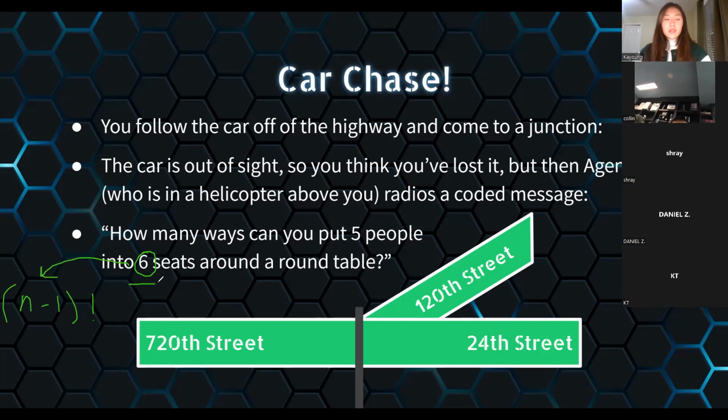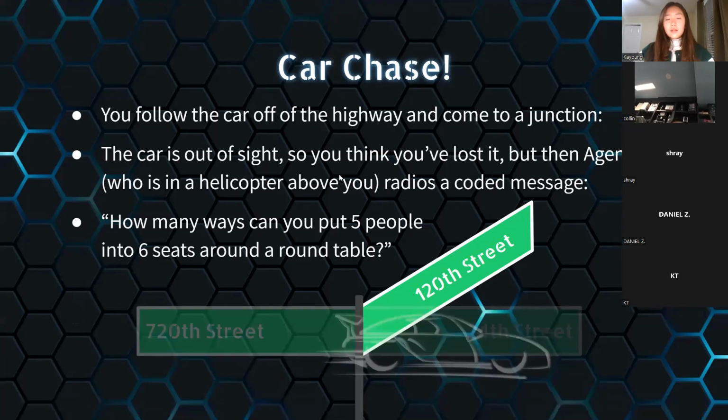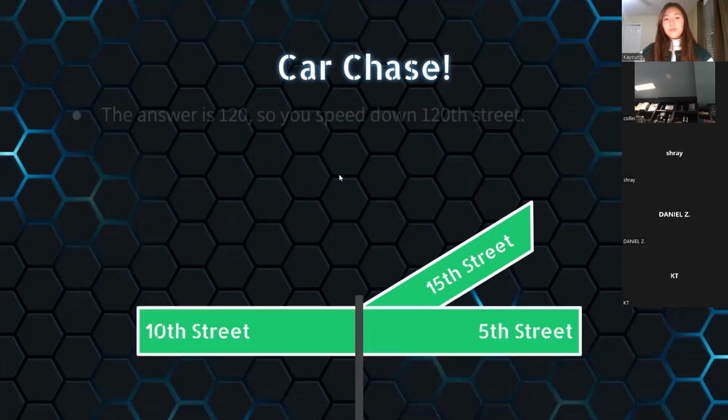It's 6 because you can think of the empty chair as being another person, like an invisible person. So there's 6 people, which is n. 6 minus 1 is 5. 5 factorial is 120. So vroom vroom, we're going this way. And then the answer is 120. So yeah, you went there.